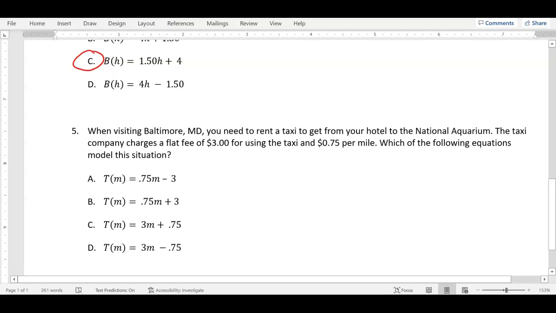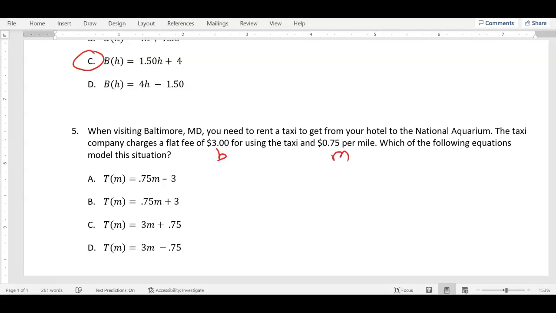Okay, so $3 for using the taxi is your B. 75 cents per mile is your changing amount M. So it should be 0.75m plus 3. That's letter B. Okay. So letter C mixes them up, and then A and D, it's not subtracting, so don't worry about that.